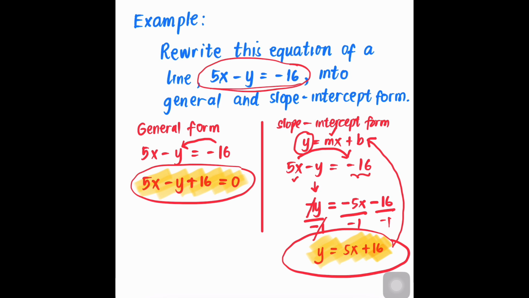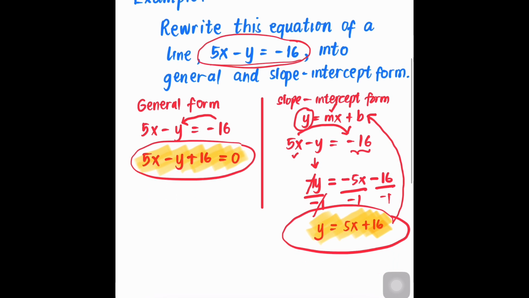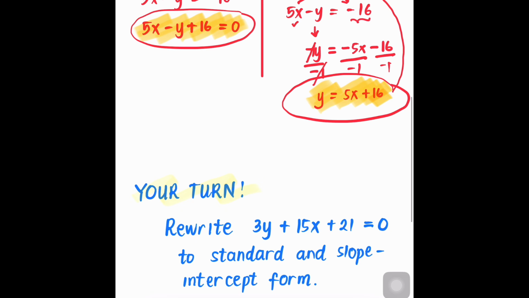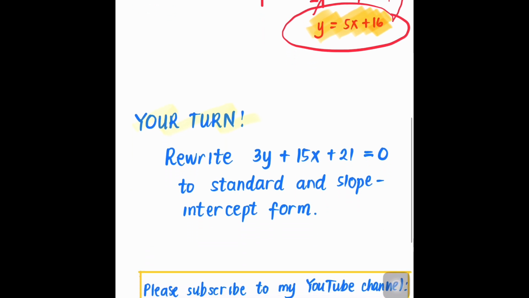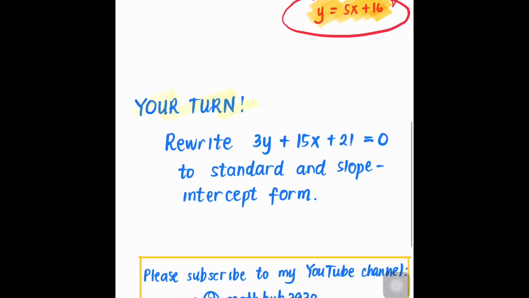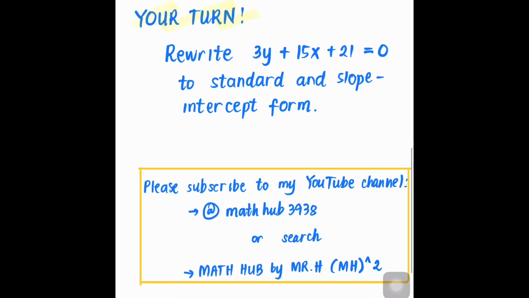Okay, now for your challenge, this is the question. I encourage you to grab a pen and paper and answer this question. Rewrite 3y plus 15x plus 21 equals 0 to standard and slope-intercept form.